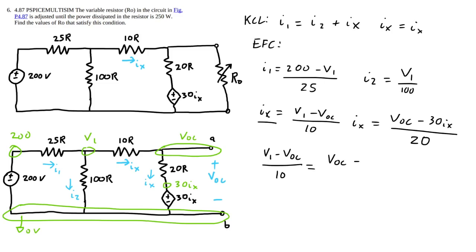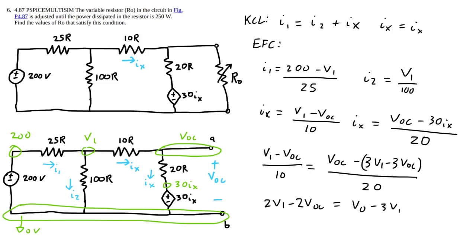Now we have Ix over here, but we can't simplify into itself, because if you simplify into itself, it'll be 0. So we're going to go ahead and take that Ix, 30 divided by 10 is 3. So minus 3V1 minus 3V open circuit all over 20. Multiply both sides by 20. 2V1 minus 2VOC equals VOC minus 3V1 plus 3VOC.